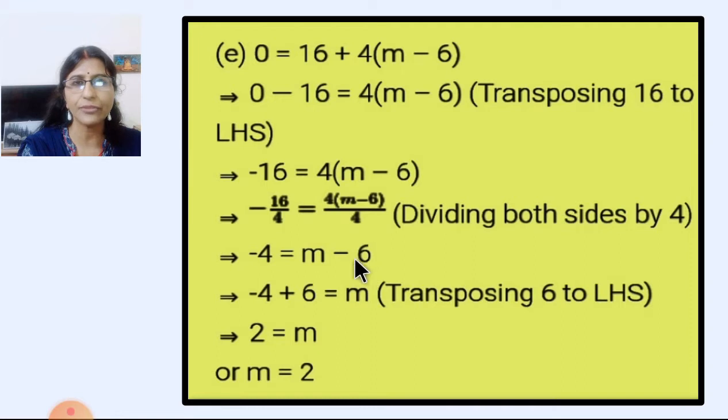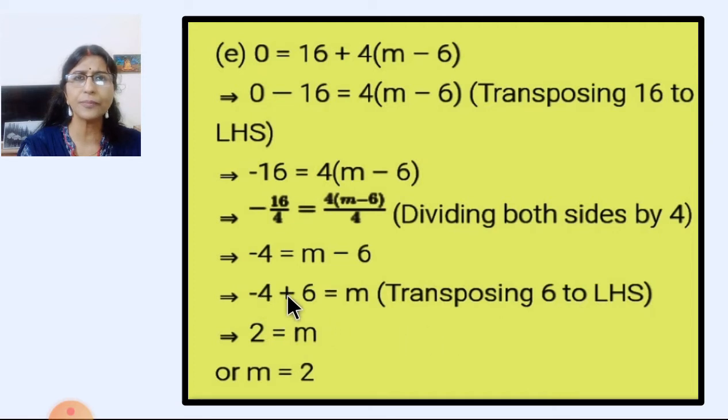So now we will have to get the value of m, we have to take this number to the left side of the equation, left hand side of the equation. So here it is negative. When you take it to this side, it will become positive. So you'll get minus 4 plus 6, which is equal to m. And here it's written, transposing 6 to LHS.